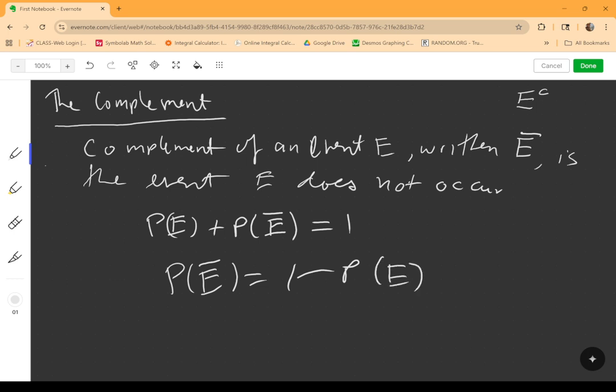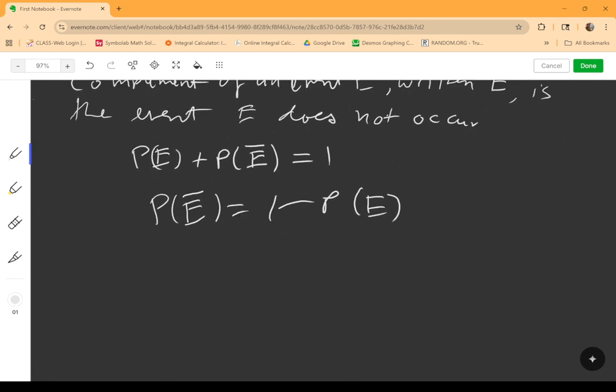Because if we think of the sample space as either E and not E, it's usually helpful to calculate this when the sample space is easier to count than the event itself.